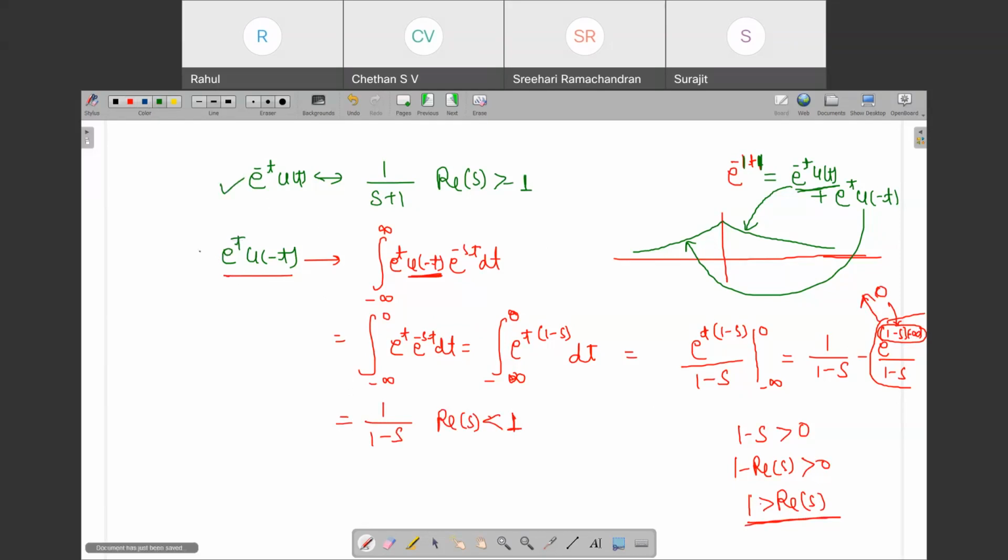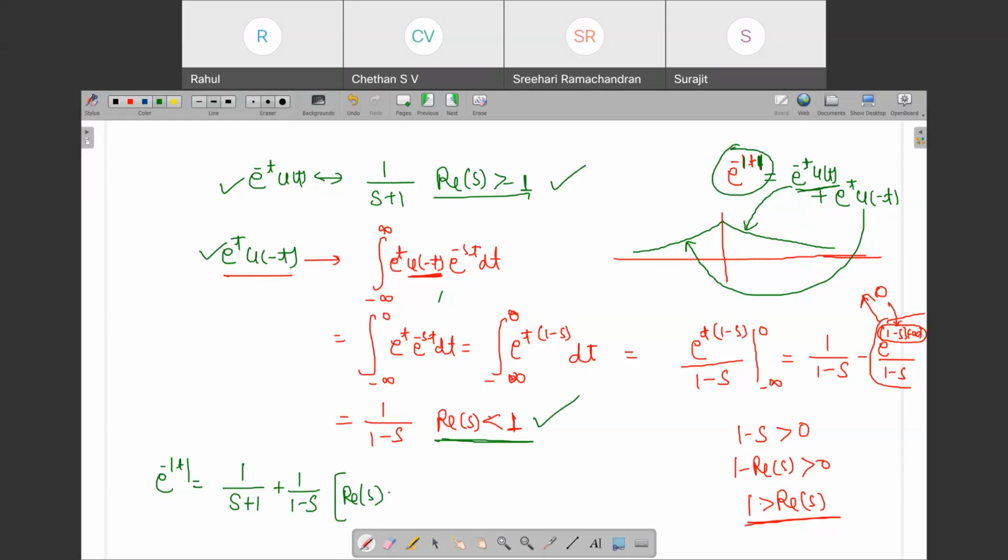Okay, now we will combine these two. So we have the Laplace transform of this one, we have the Laplace transform of this one. So overall the Laplace transform of this signal e power minus mod t will look like this: 1 by s plus 1 plus 1 by 1 minus s. Okay, and the ROC for this case is this much, and the ROC for this case is this. So overall ROC should be such that it is the intersection of these two. So for this signal, the ROC has to satisfy both cases, that's why we are taking the intersection. So real part of s greater than minus 1 intersection with real part of s less than 1. Or you can also write it as real part of s greater than minus 1 and less than 1.